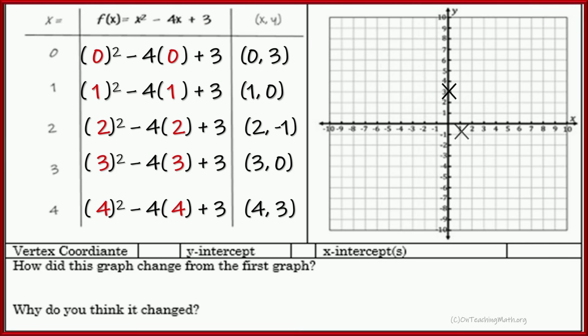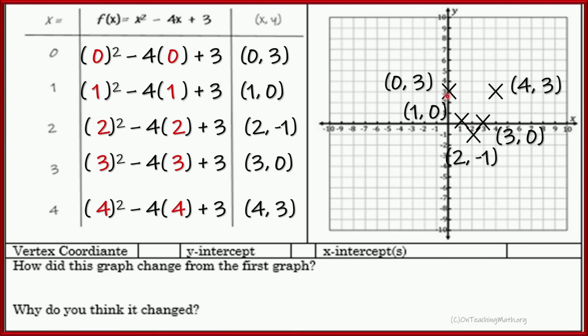So if we put all these things on the graph, this is what it looks like. Really similar to the last one, but here, our vertex and our x-intercepts and our y-intercept, they're all unique. There's not a single point that's doing double duty here, right? So our vertex is 2, negative 1. Our y-intercept is 0, 3. Right here, two x-intercepts, 1, 0 and 3, 0. Okay, so this one gets moved down 1, but over 2 spaces from the very first one. That's kind of cool. Now, the reason for that is because of a combination of these two things right here.